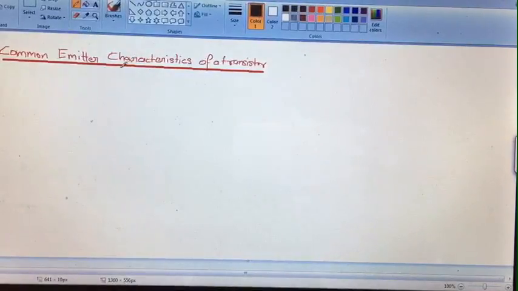Today we are going to discuss the common emitter characteristic of a transistor. When we are considering the common emitter characteristic of a transistor, I am going to make the characteristic graph of an NPN transistor.